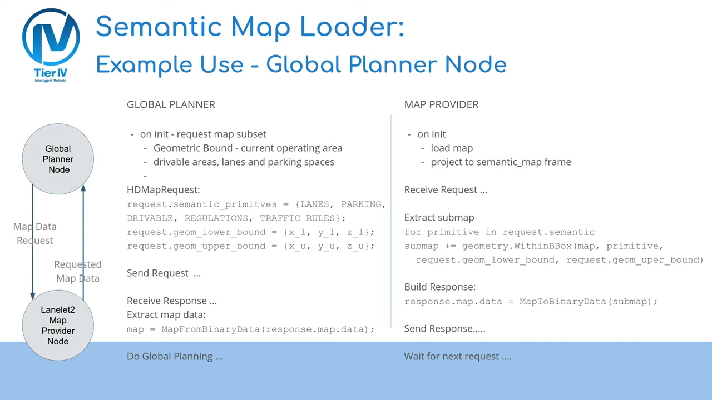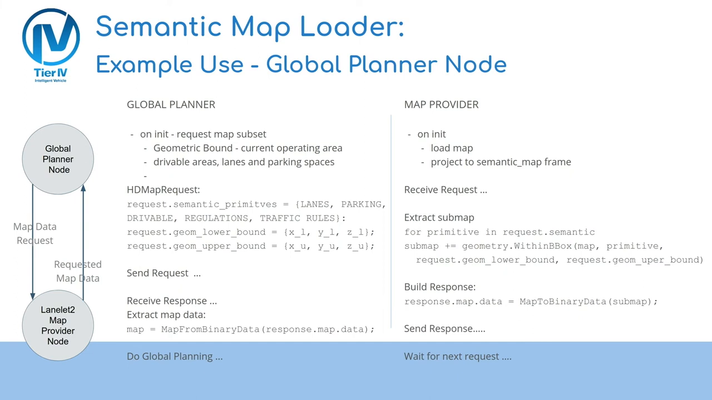It then sends a request using the ROS service request mechanism and waits for the reply. On the map provider side, on init, the node loads and projects the map into the semantic map frame and waits for service requests. Upon receiving a service request, the node extracts the relevant subset of the semantic map, depending on which primitives were requested and whether the primitives lie within the requested geometric bounds.